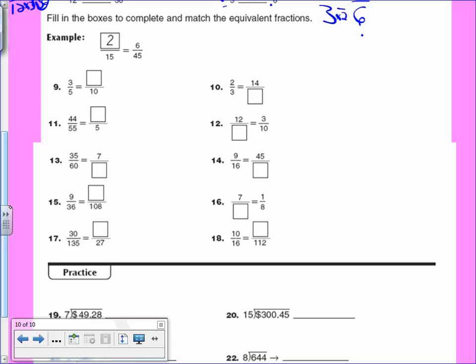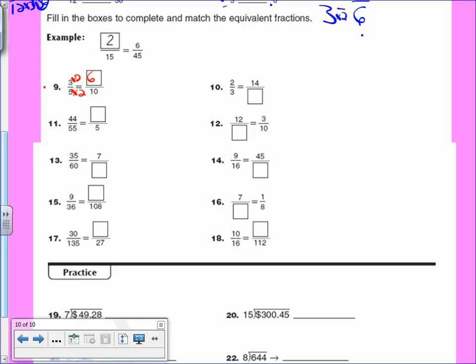Well, we have to look at what clues we do know. Let's look at problem number 9. 5 times what equals 10? 5 times 2 equals 10. Well, then we basically know whatever we do on the bottom, we have to do on the top. So we have to go times 2. So 3 times 2 equals 6. It's that easy, kids.